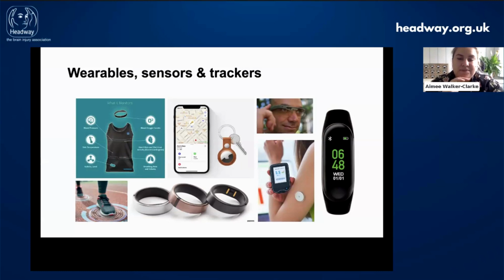Then perhaps a bit less familiar would be the eye tracking and eyeglass technology, which has the potential to be useful in object and facial recognition. So if there is brain damage to the part of the brain which controls recognition of faces, these could be really helpful interventions in the future.